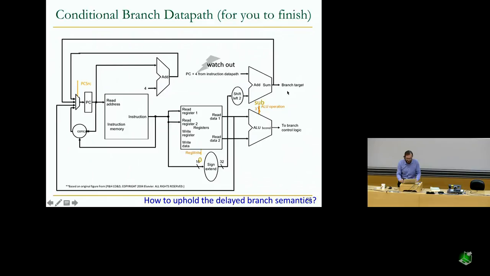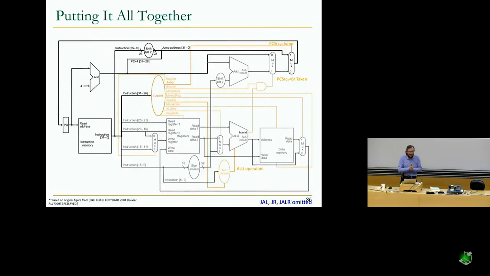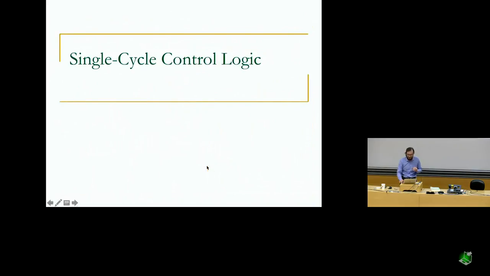Okay, and you can study this on your own. So putting it all together, this is what you get. This doesn't include all of the instructions. There's more, JL, JR, JLR, that we discussed briefly. We don't have them, but we're going to get there. Okay, so I think this is where we will stop. We'll talk about the single cycle control logic, not next week, but the week after that. Have a nice Easter break, and I'll see you in a couple of weeks.